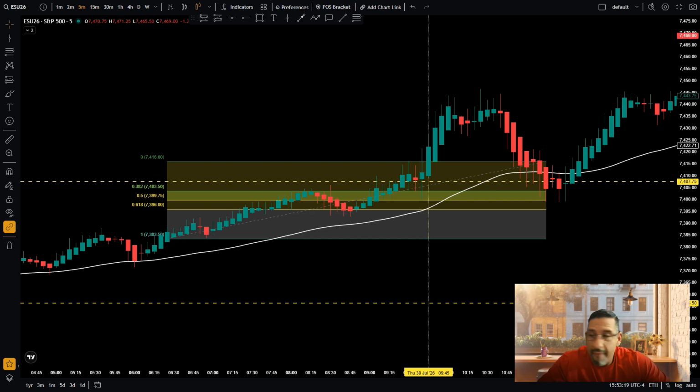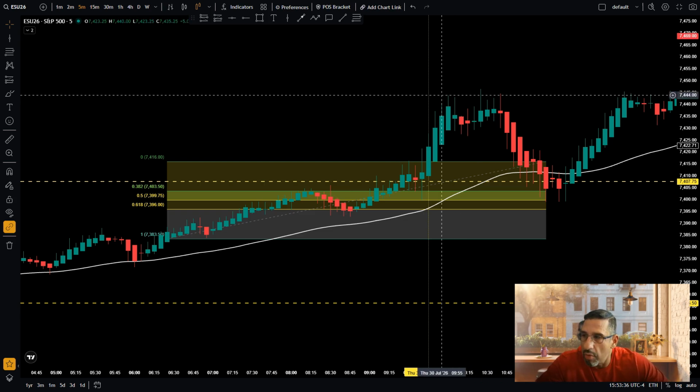Or going sideways. It respected the golden zone, which is basically a form of support. We're above the 50 moving average, which is an indication to us as traders that the market is going upwards. And it made a bullish engulfing candle, right?